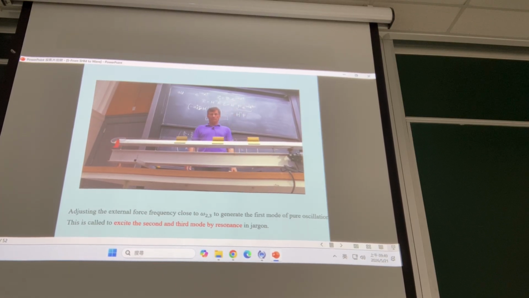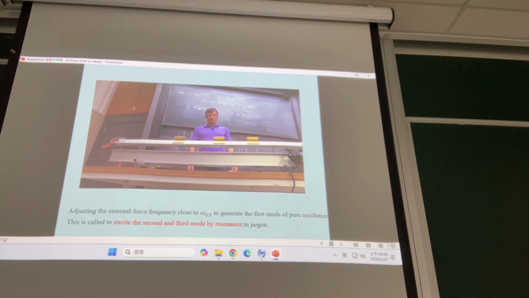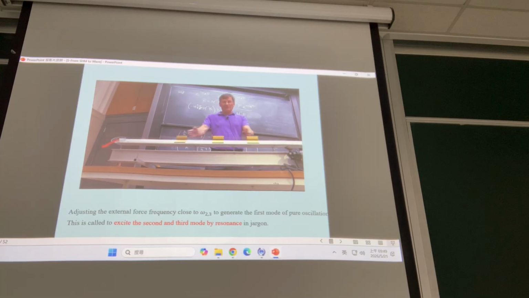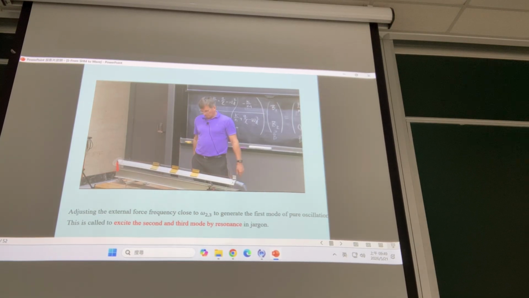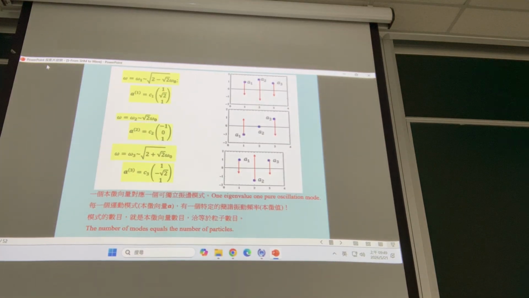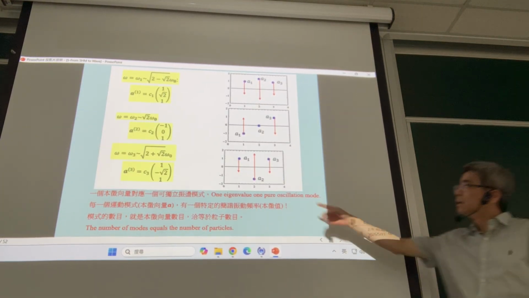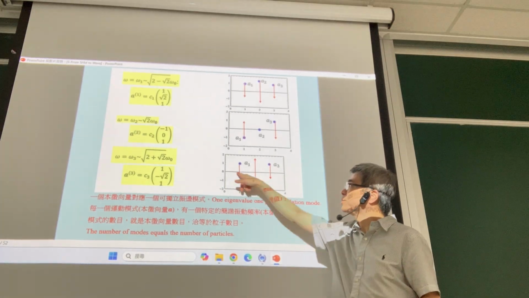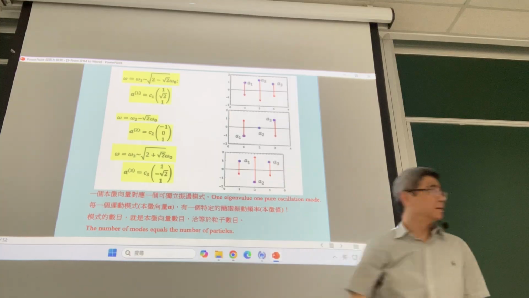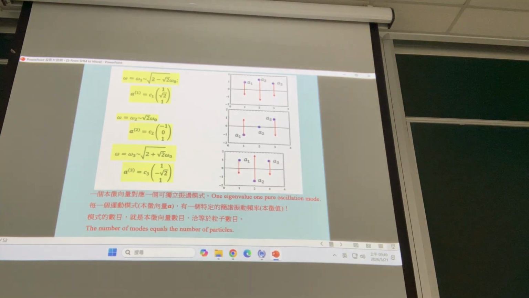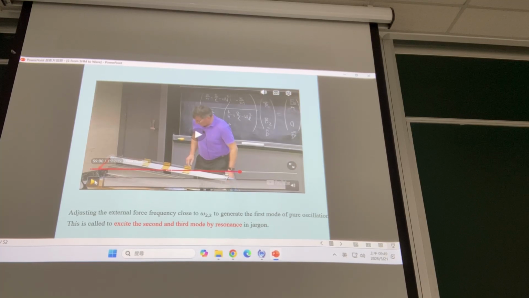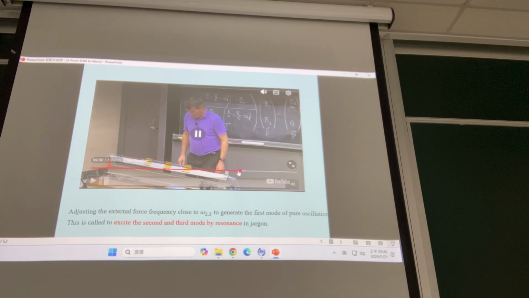The third mode: the middle one oscillates opposite to the other 2. The first and the third move together. If you want to take a look at the third mode again, that's the third mode. The middle one moves opposite to the other 2, while the first one and the third one oscillate together. Now, let's see the picture again, a little bit earlier.